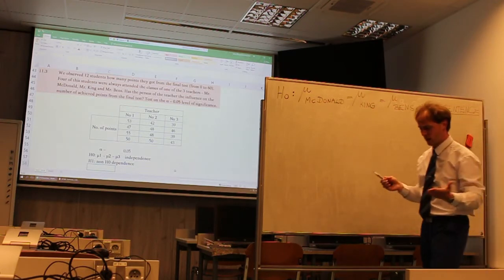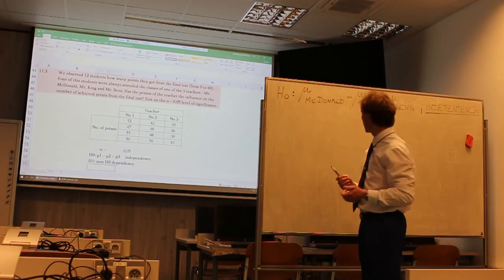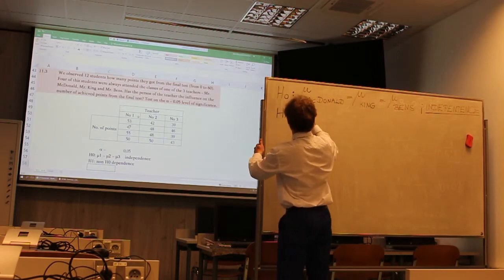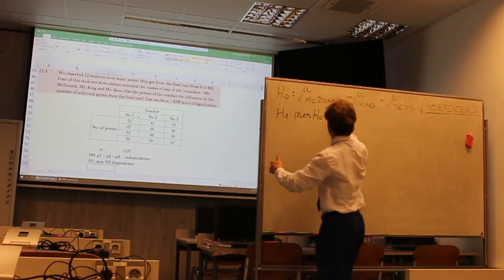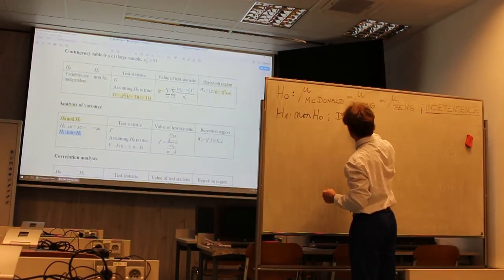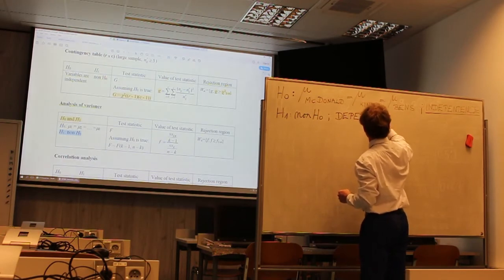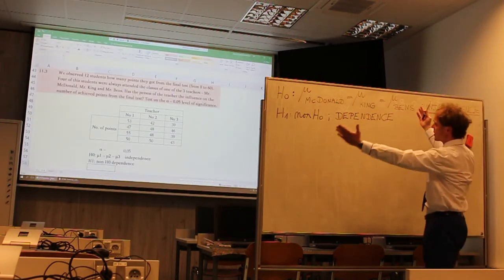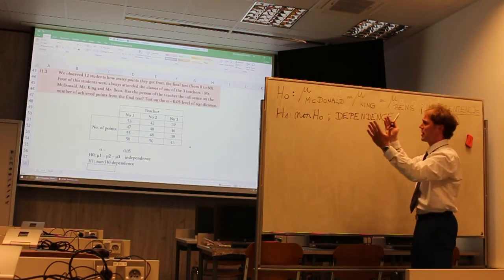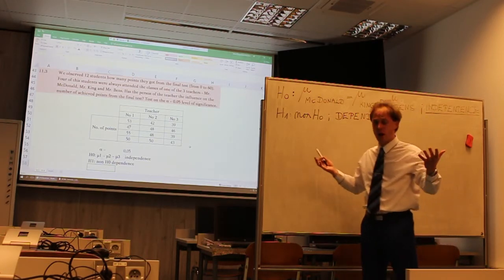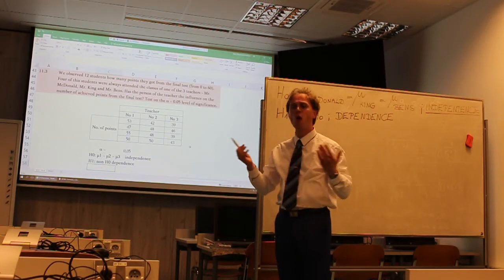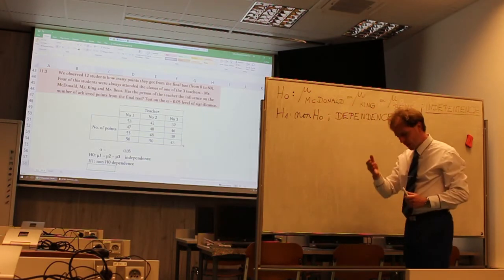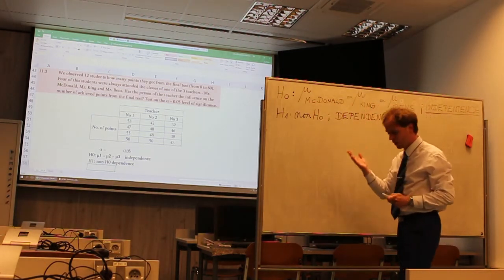It doesn't matter if you attended the class of Mr. McDonald, Mr. King, or Mr. Benz. The alternative hypothesis H1, non-H0, means dependence. So, do you remember contingency tables? Number of rows, number of columns, the zero hypothesis was independence every time. In the case of analysis of variance, the ANOVA method, the zero hypothesis is independence, equality of at least three means.